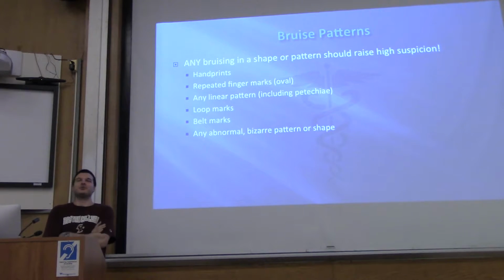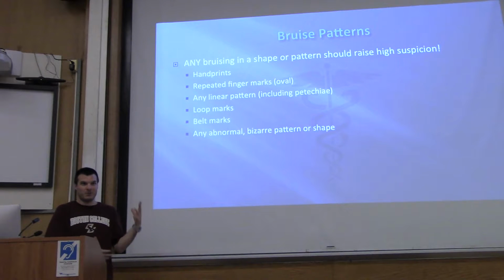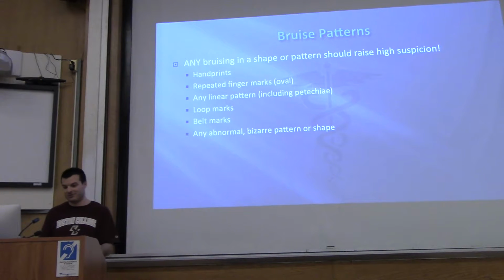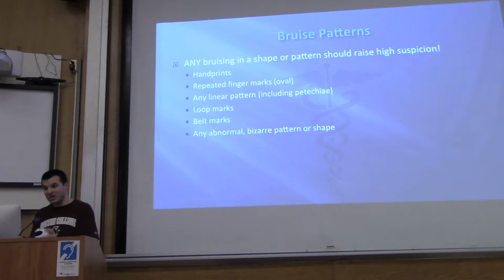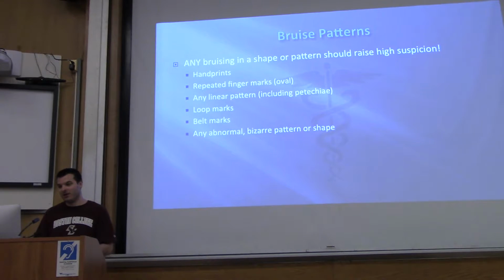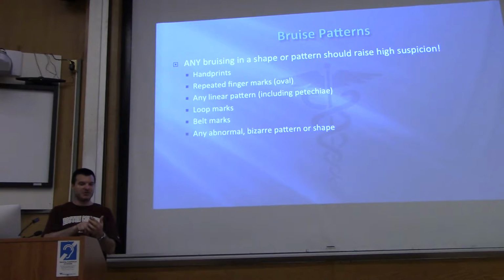Normal childhood bruises do not occur in shapes and patterns. Bruising is blobs over the bony prominences, where you fall. There's no shapes, colors, designs in bruising. Anything where you can make out handprints is unlikely to be accidental. Repeated poking marks give you these oval bruises, but they're going to all be the same size. That should raise a suspicion.